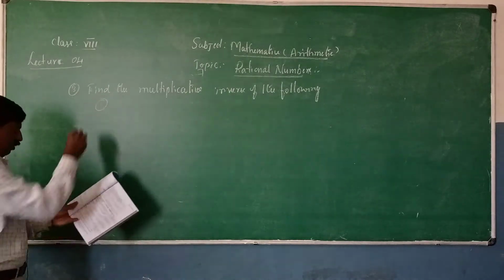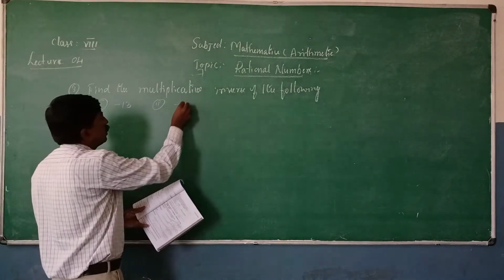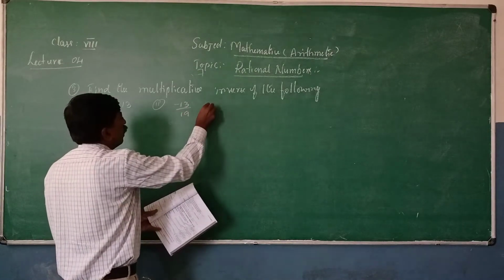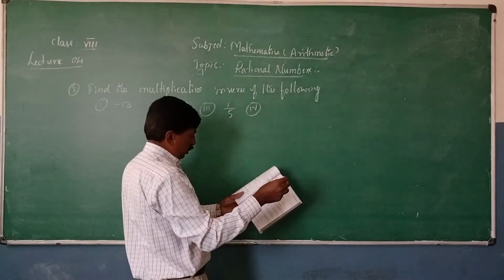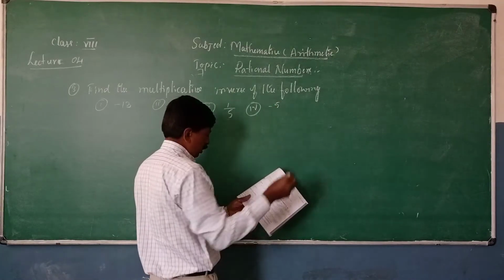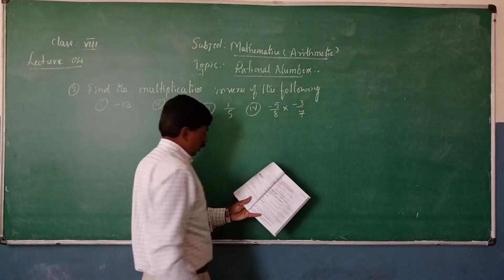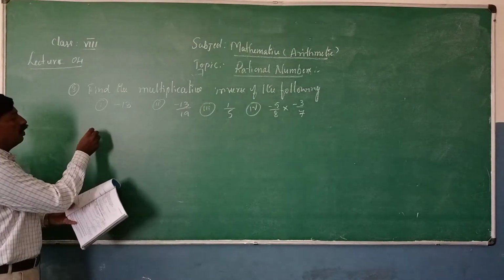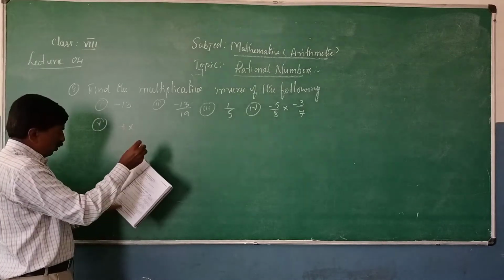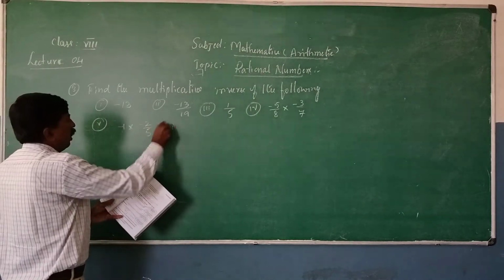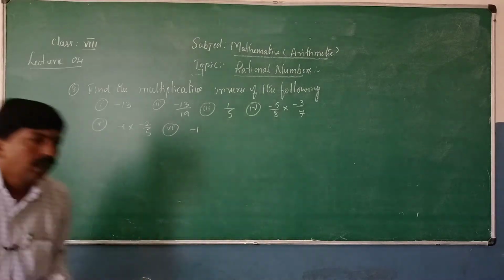The first question is minus 13, and the second one minus 13 by 19, and the third question is 1 by 5, and the fourth one minus 5 by 8 into minus 3 by 7, and the fifth one minus 1 into minus 2 by 3, and the last one minus 1. So find the multiplicative inverse of these.